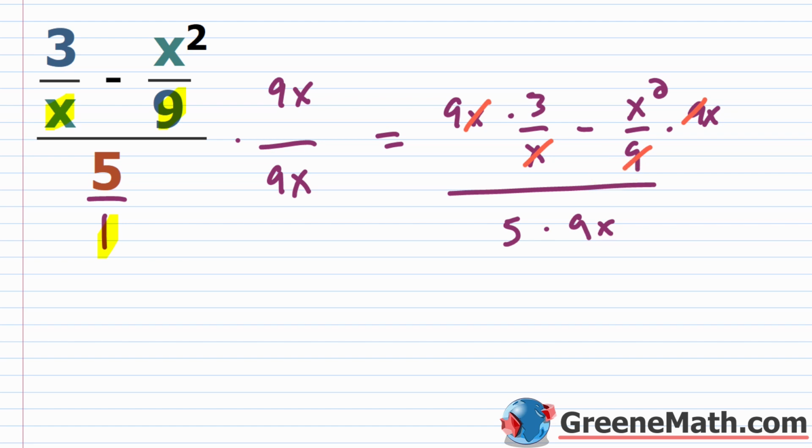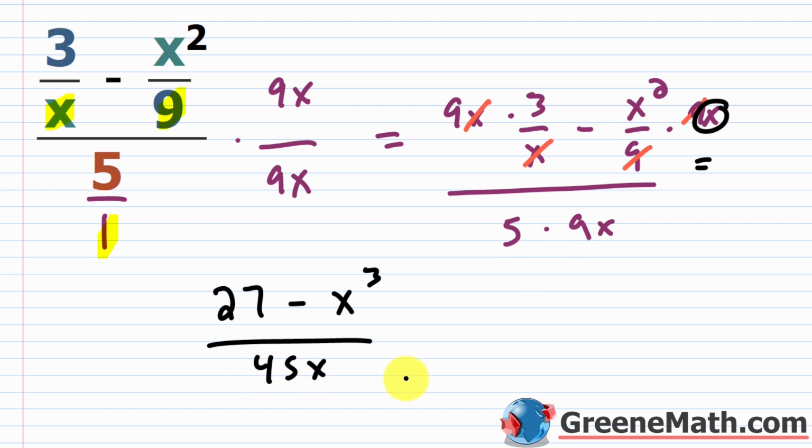So let's proceed and just do our normal steps here. 9 times 3 would be 27. And then minus, you would basically just have x squared times, this x over here is not canceled. So that would be x cubed. And then this over, 5 times 9 is 45, and then x would come along for the ride.